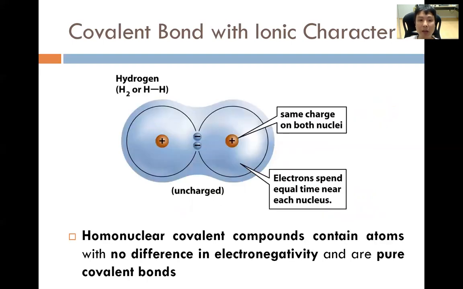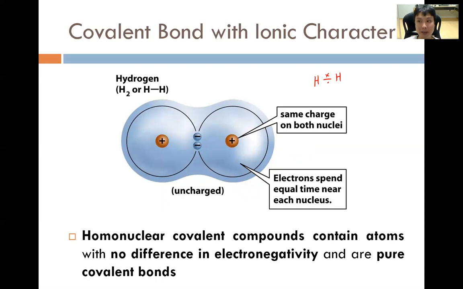Okay. However, in this case, hydrogen, H and H, they are the same type of atom, so the electronegativity is exactly the same for the two atoms, and hence the shared pair of electrons is right in the middle, and neither of the atoms will gain a partial plus or partial minus. So in this case, for homonuclear covalent compounds, homonuclear meaning that all the atoms are the same type, which contain atoms with no difference in electronegativity, they are pure covalent bonds. Okay, so there is no ionic character in homonuclear covalent compounds.